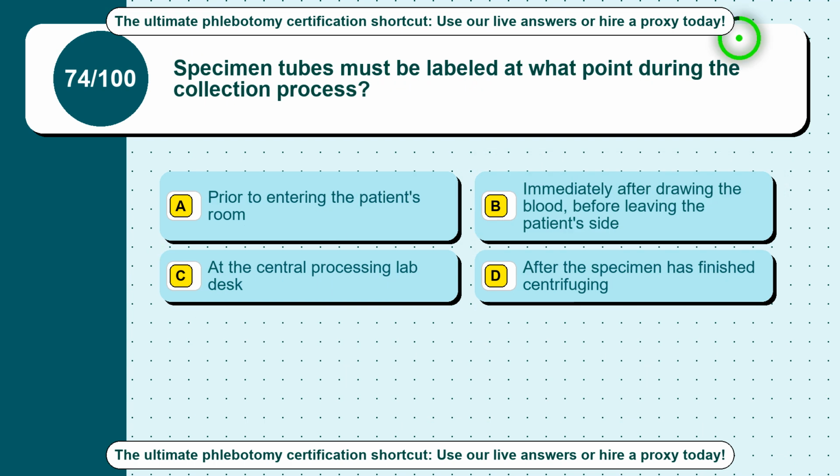Question 74. Specimen tubes must be labeled at what point during the collection process? Option A. Prior to entering the patient's room. Option B. Immediately after drawing the blood, before leaving the patient's side. Option C. At the central processing lab desk. Option D. After the specimen has finished centrifuging.